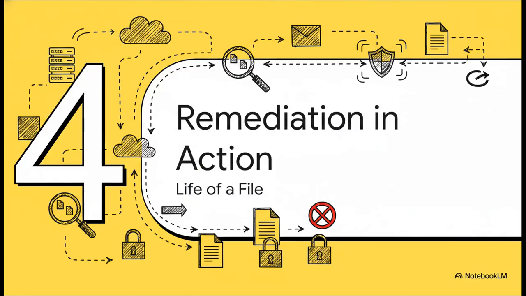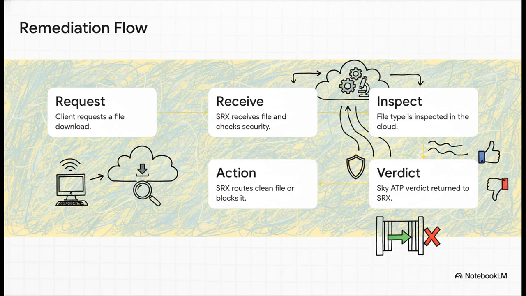scrutinized. All right, Section 4, Traffic Remediation in Action. Basically, a day in the life of a file. So imagine the exact journey a file takes. Step 1, a client on your network requests a file download from the internet. Step 2, the SRX intercepts that file and immediately checks its security profile. Step 3, if it's a file type that needs a closer look, the SRX shoots a copy straight up to the Sky ATP Cloud.